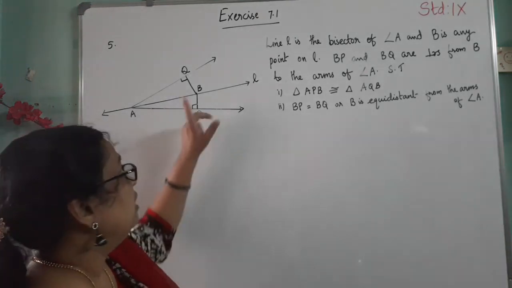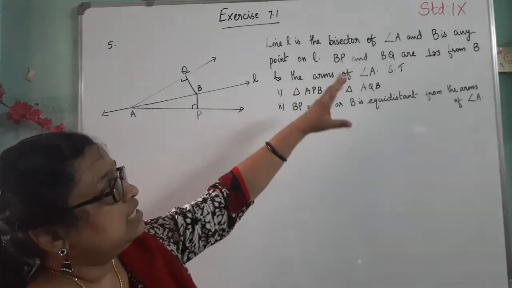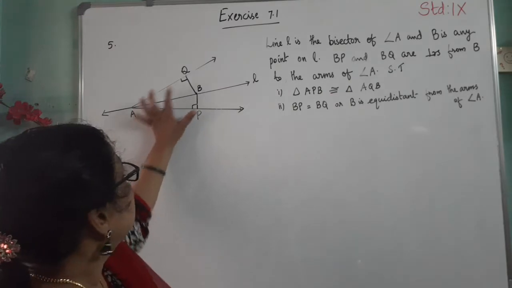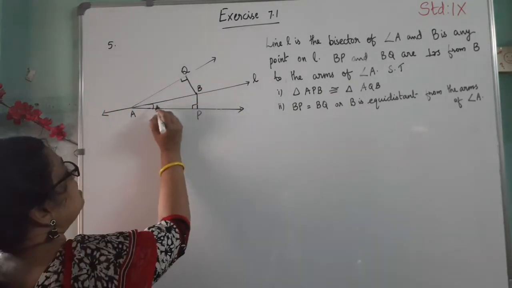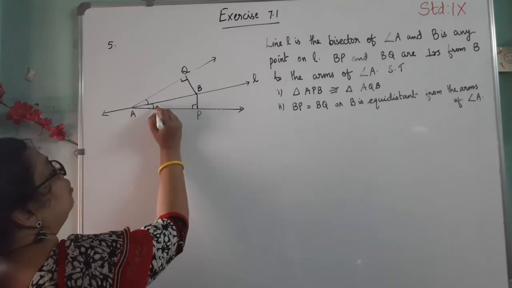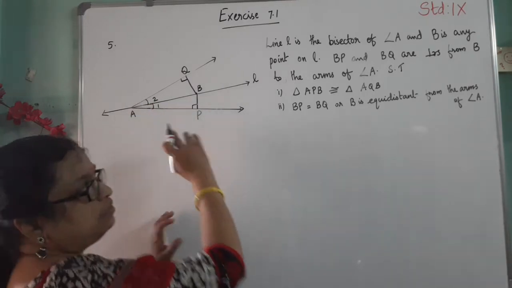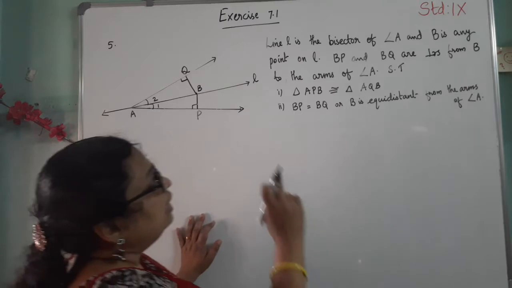In this session we will do the balance questions of exercise 7.1. Fifth question, figure is given, line L is the bisector of angle A. This line is the bisector of angle A, that is this angle and this angle are equal. Let it be 1 and 2, that is 1 and 2 are equal.